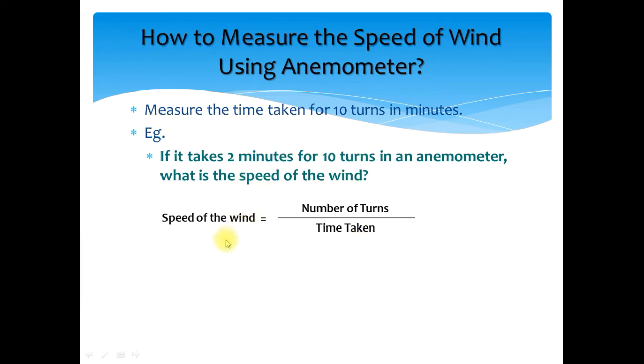In this example, the number of turns is 10 and the time taken is 2 minutes. So 10 divided by 2 is equal to 5 turns per minute. And that is how we measure the speed of the wind using the anemometer.